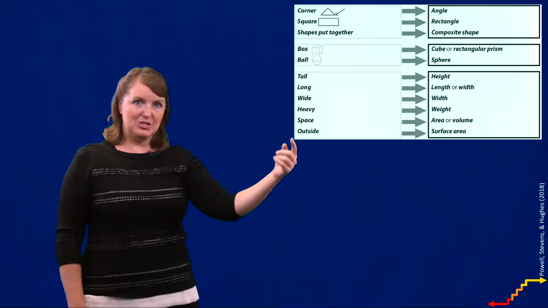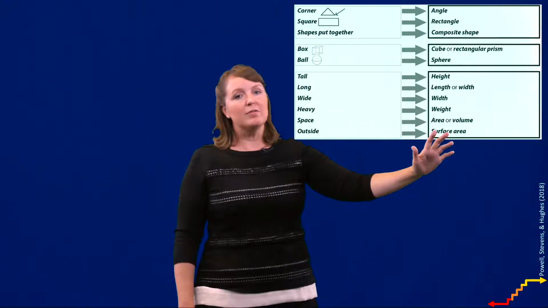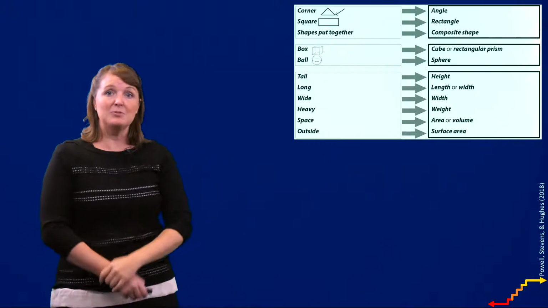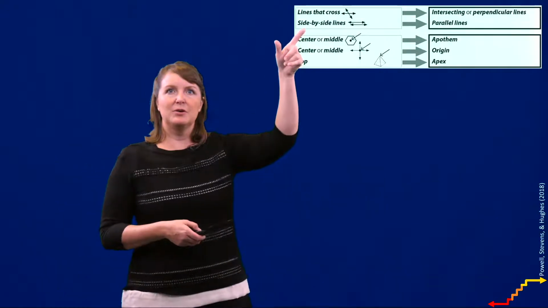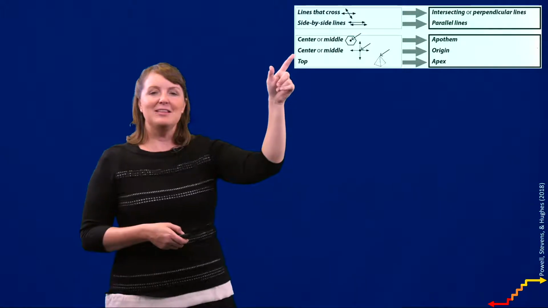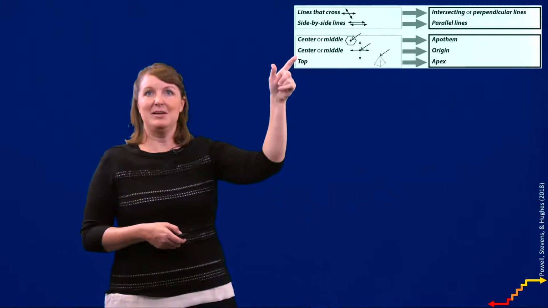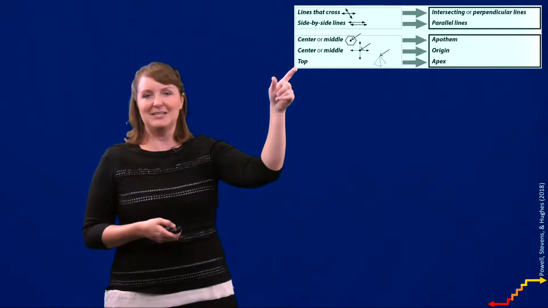And then here are some suggestions for how to take our informal language and make it more formal when we're thinking about the measurement of different objects. Here are a few other suggestions too, with things related to parallel lines or perpendicular lines. And then some different things related to, is this the center? No, it's actually the apothem. Is that the center? No, it's the origin. Is this the top? No, it's the apex.